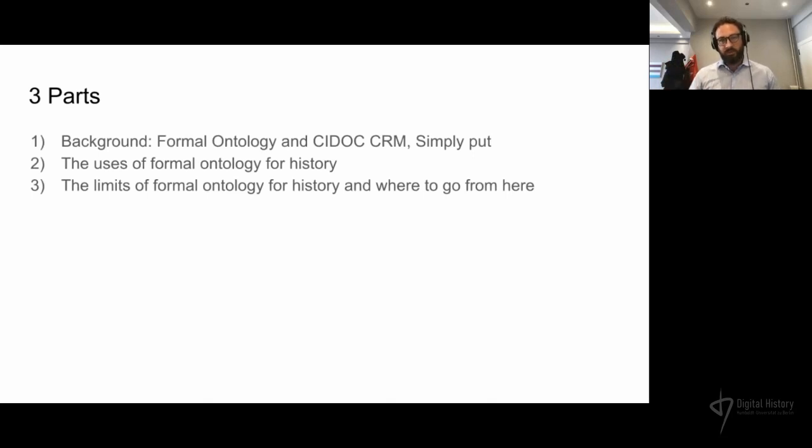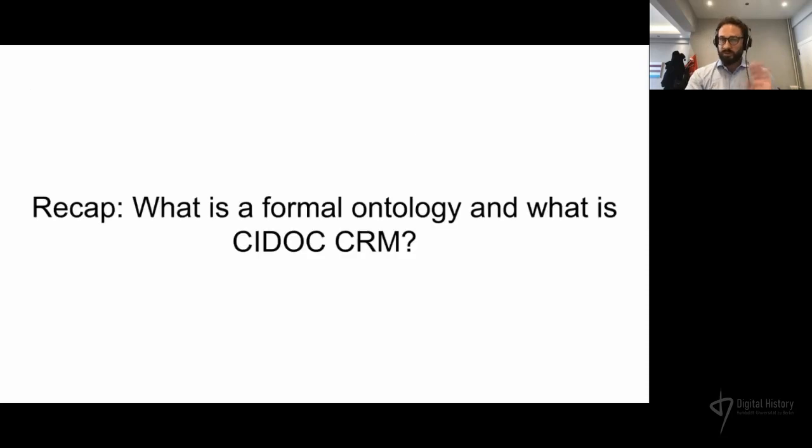And then I want to point out how, although it's a fundamental concern, there's a lot of work to do in terms of applying an ontology like Cidoc CRM or some other to create the kinds of integrated, consolidated information networks that Thorsten was referring to earlier. So step one, recapping: what is a formal ontology and what is Cidoc CRM? You can make a coffee if you already know this.